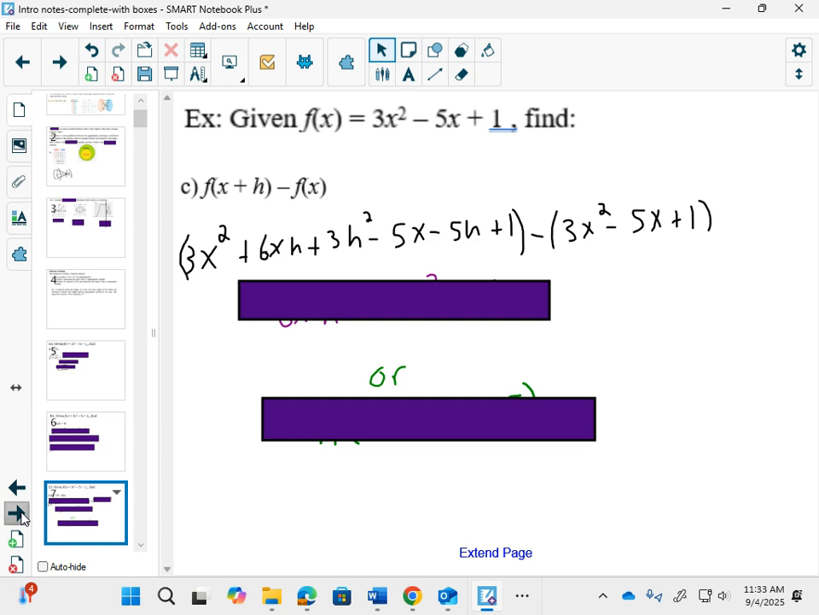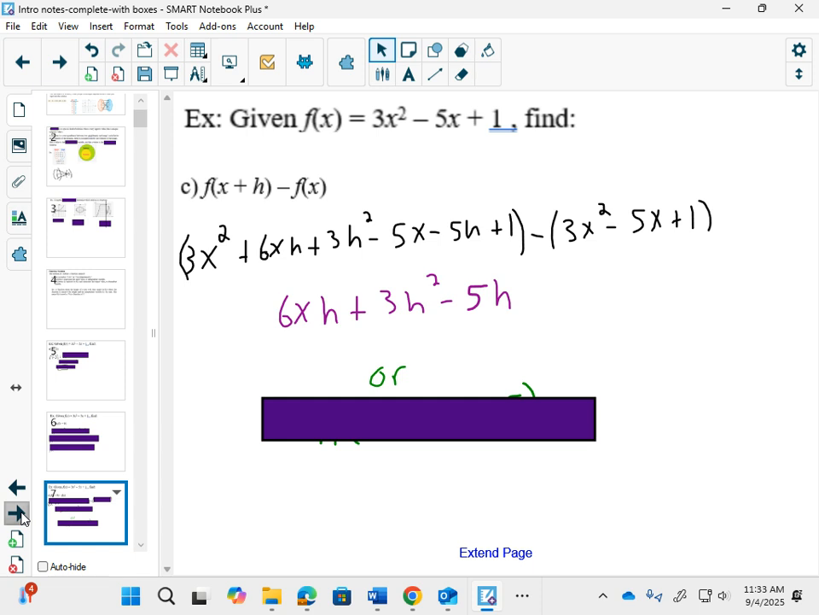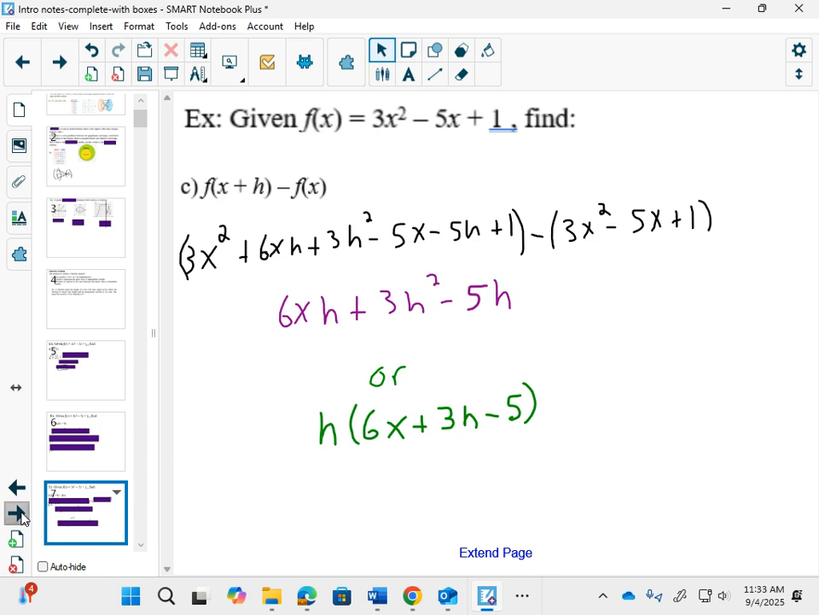And then if you combine your like terms, all the 3x squared cancels out, the 5x cancels out, plus 1 cancels out. And you could write it like that, or you could write it factored. So we could factor out the h.